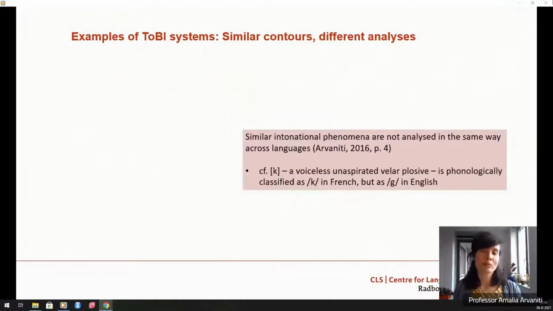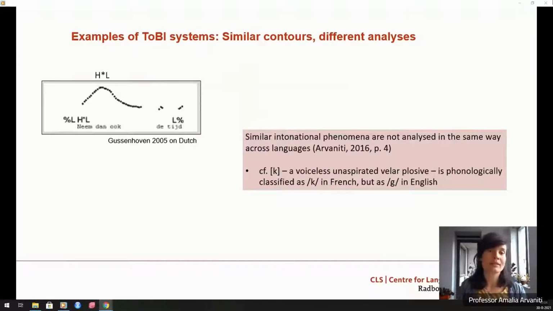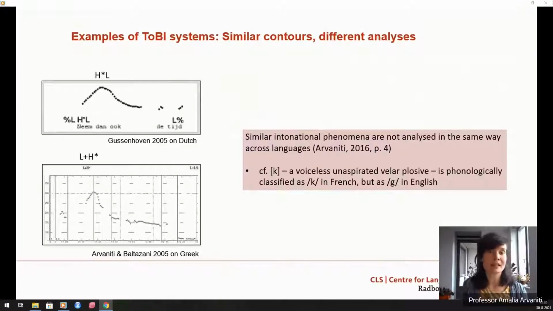There are also instances where similar intonational phenomena are analysed differently across languages. Take, for example, this utterance in Dutch and this in Greek. In both, there is a rise, fall shape. However, in Dutch, this is analysed as a fall with the high star low pitch accent, and the rise is taken account of by the initial low boundary tone. While in Greek, this is analysed as a rise with the low plus high star pitch accent, and the fall is taken account of by the low phrase tone. That is to say, while these two languages have similar phonetic forms, the phonological system of each language determines the label associated with that form.